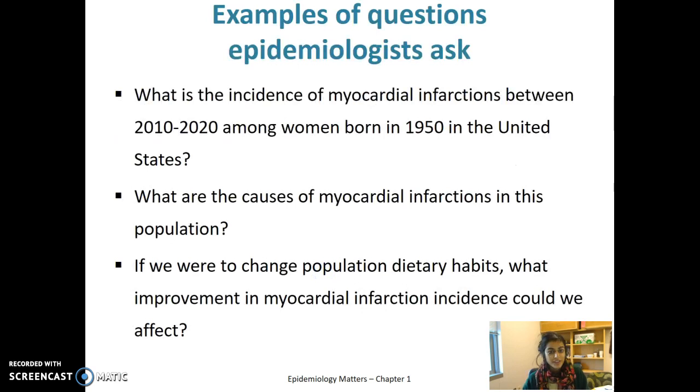So some examples of questions that an epidemiologist would ask. What is the incidence of myocardial infarctions between 2010 and 2020 among women born in 1950 in the United States? When I say incidence, I mean the occurrence of a new case of the disease. Other questions they would ask are, what are the causes of MIs in this population? If we were to change population dietary habits, what improvement in MIs incidence could we affect?